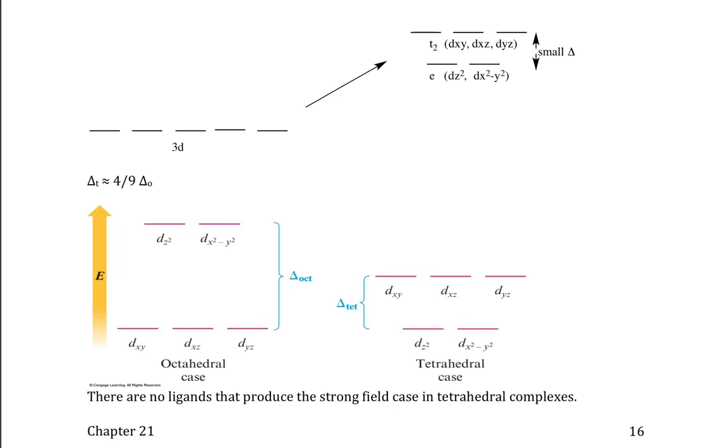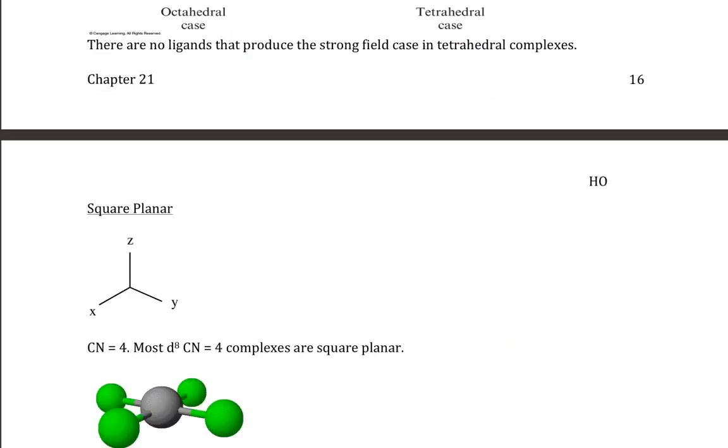Because the tetrahedral delta is small, it turns out that when we place electrons within it, we always would put 2 in the lower ones, and then the third one would go into the T2 level. And we would put the 4th one in the T2, the 5th one in the T2, and then we would go back to the E ones with pairing. So there are no ligands that produce the strong field case in tetrahedral complexes. All right, so that's tetrahedral.